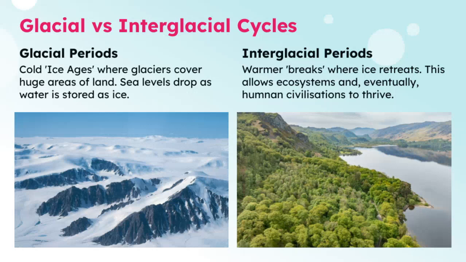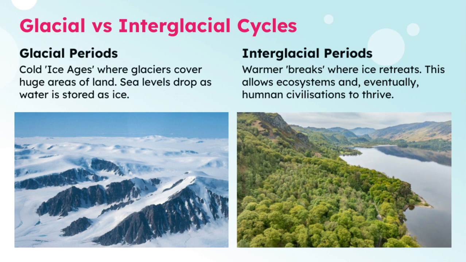Now let's compare glacial and interglacial periods. A glacial period is a cold period, often called an ice age. During glacial periods, temperatures fall and glaciers expand. Ice sheets cover large areas of land. Because so much water is locked up as ice, sea levels fall. This can expose land that is usually underwater and change coastlines dramatically.